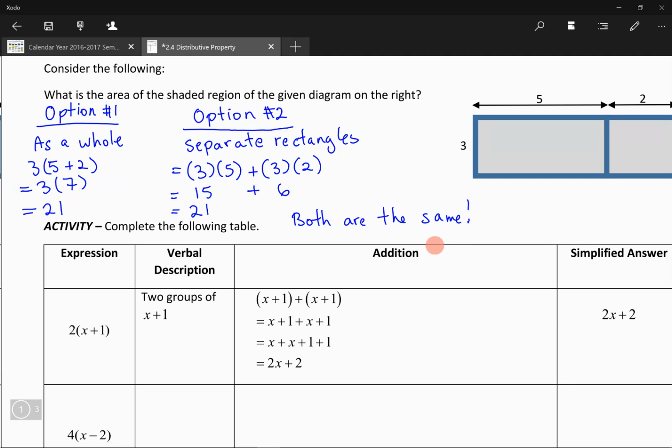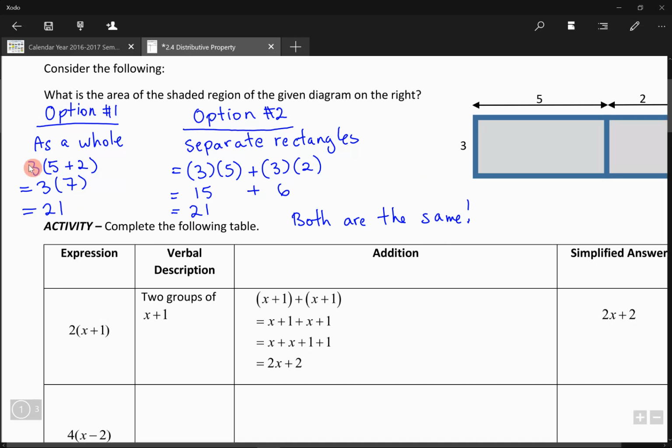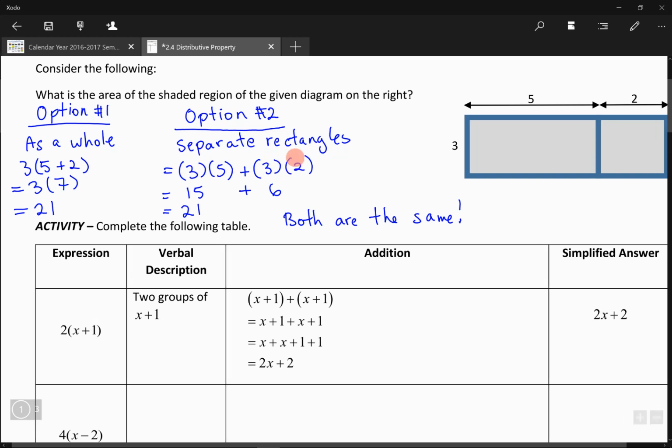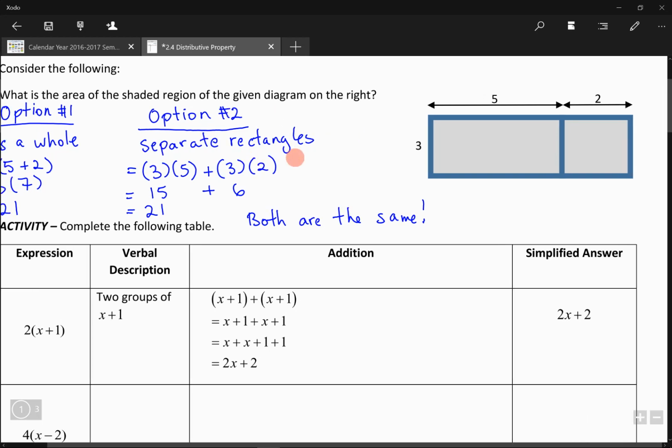So what makes the distributive property? Well, you look at this carefully. Notice I have 3 times 5 plus 2, and over here it looks like this 3 has been distributed, 3 times 5 and 3 times 2. Well, that's what the distributive property is. So here on this side, I'm just going to write a little thing here. If you have this, call it the distributive property.